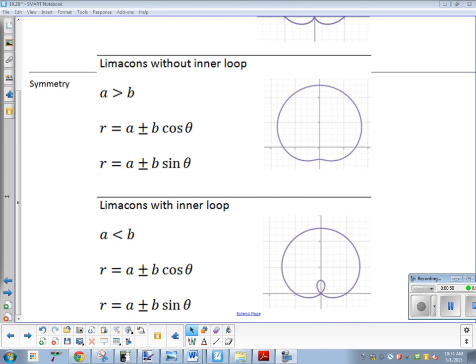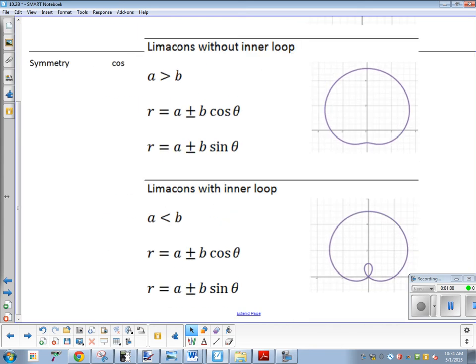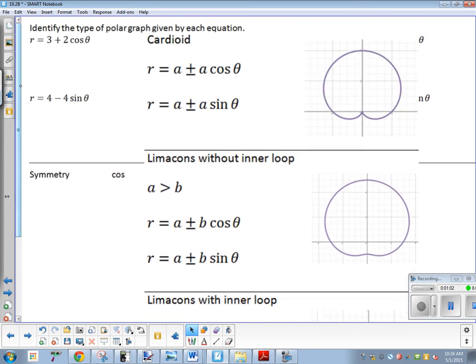All of the equations look pretty much the same. It's going to be something plus or minus something times sine or cosine. Okay, what we're going to start off by doing is categorizing. And in order to categorize, we need to look at these numbers in front and the number in front of the cosine or the sine. We're going to look at those values and compare them. One of 3 things is going to happen with them.